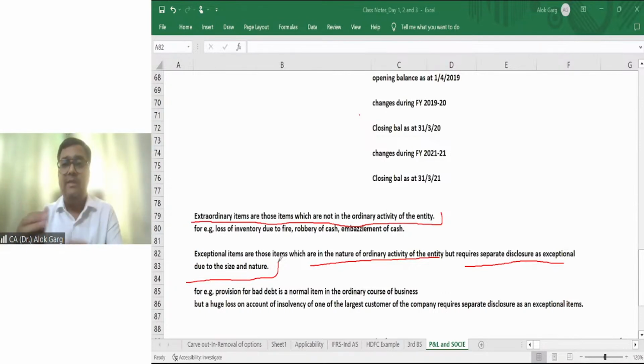IFRS is the global standard. When this global standard was made in IFRS, there is no concept of extraordinary. It says that if you are doing a business, there is always a risk of robbery, always a risk of embezzlement of cash, always a risk of loss due to earthquake. There are some jurisdictions where even earthquake is normal. In Japan, there are a lot of earthquakes, right? In some jurisdictions, flood is normal. So when you are doing a business, these things may happen.